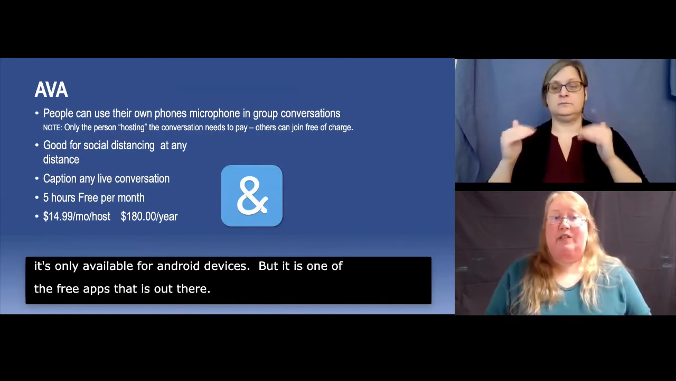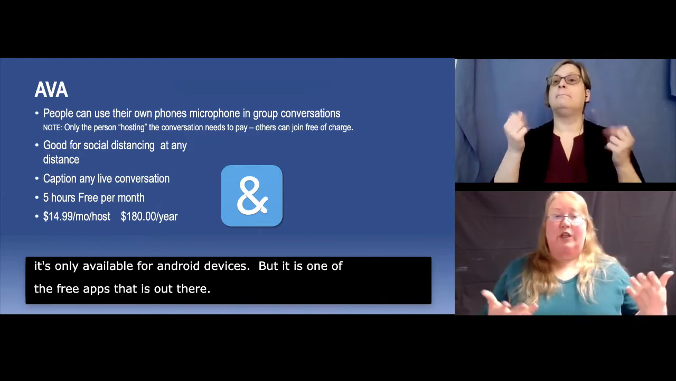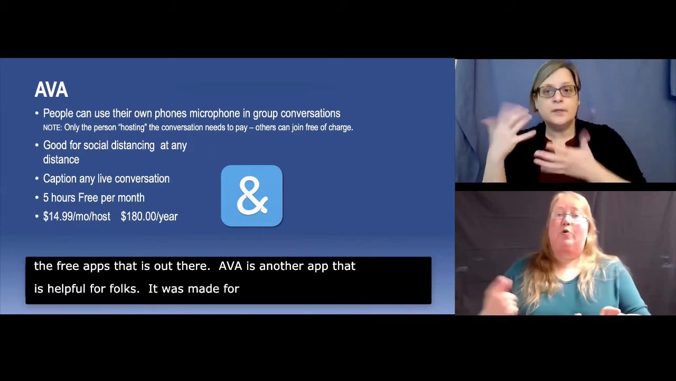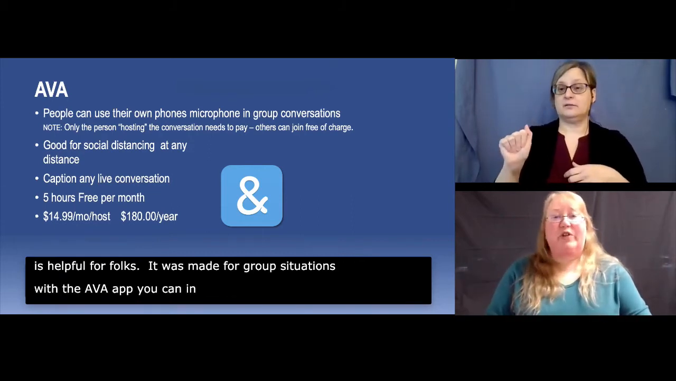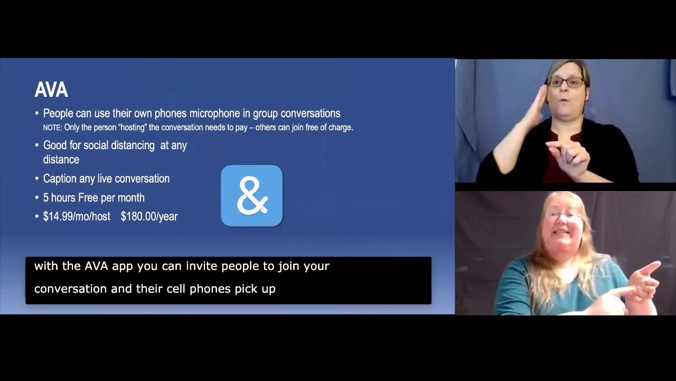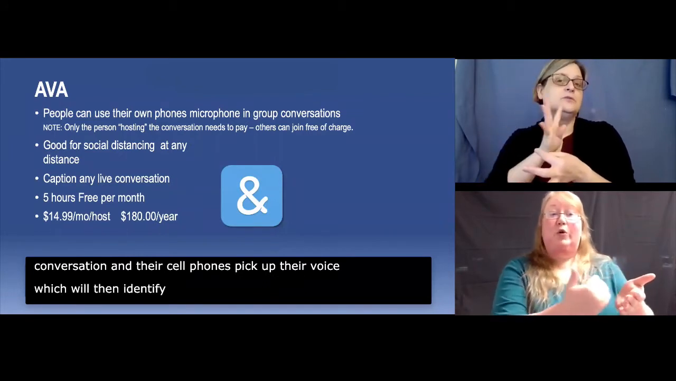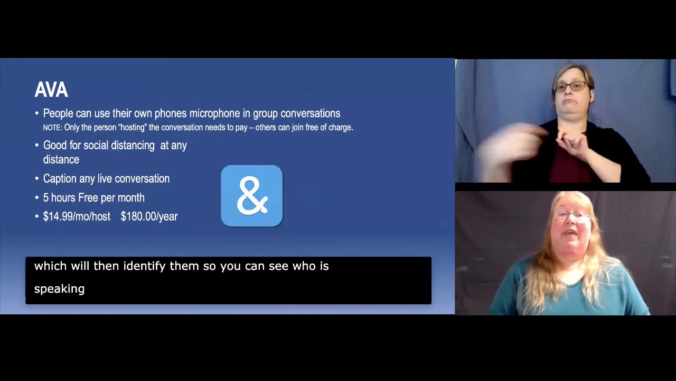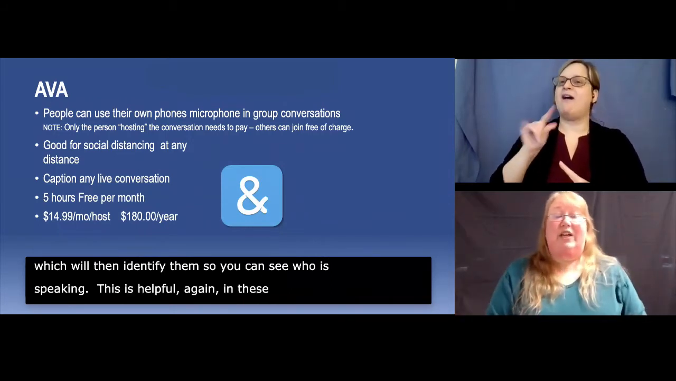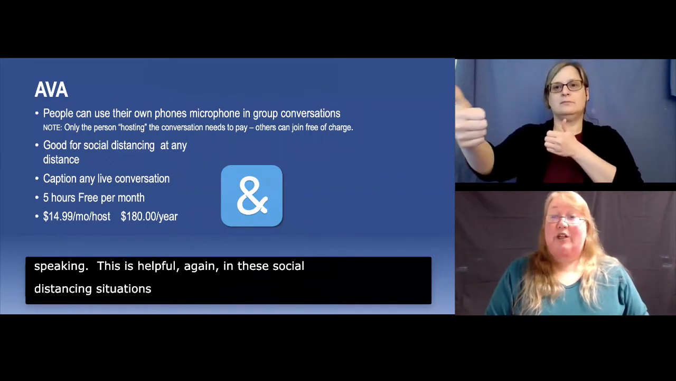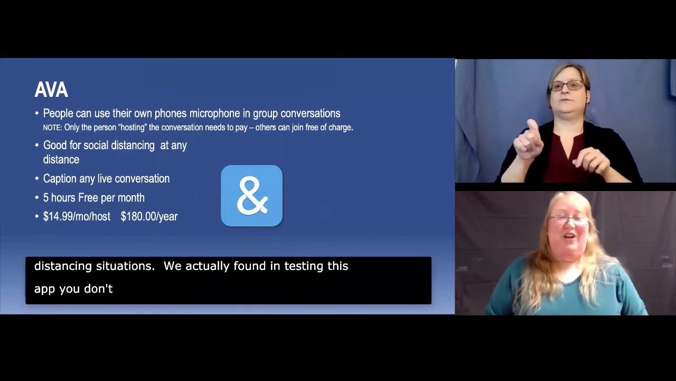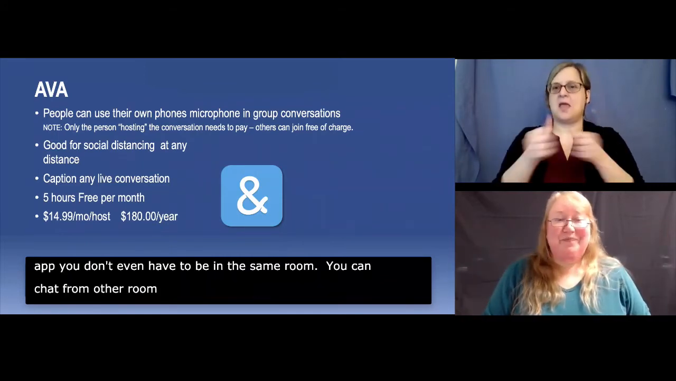Ava is another app that's really helpful for folks. It actually was made for kind of group situations. With the Ava app, you can invite people to join your conversation, and their cell phones pick up their voice, which will then identify them so you can see who is speaking. This is helpful again in these social distancing situations. We actually found in testing this app, you don't even have to be in the same room. You can chat from other rooms with each other.